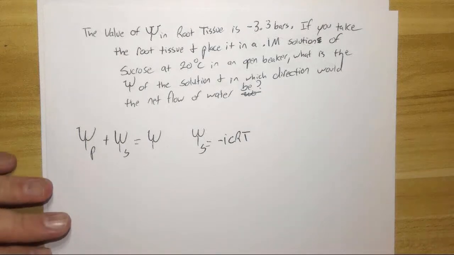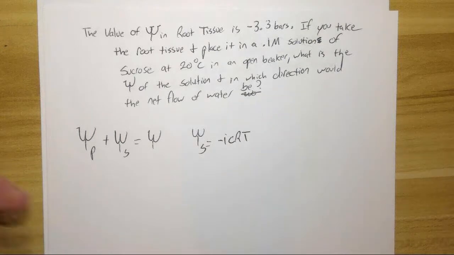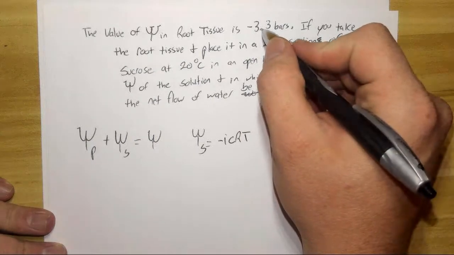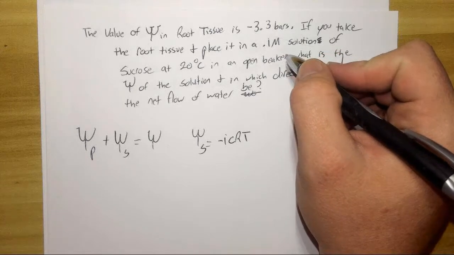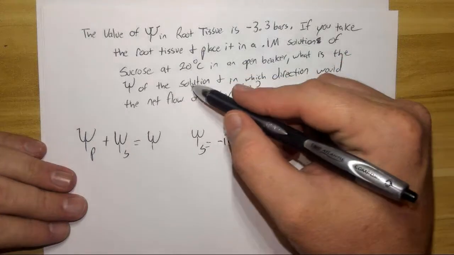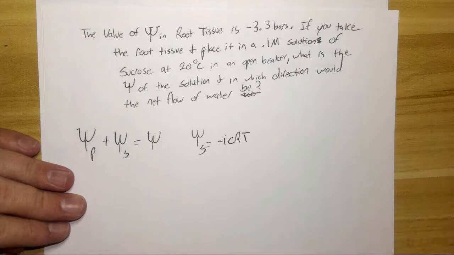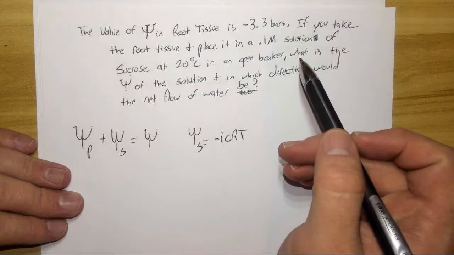So let's talk about how we approach this. Like I mentioned earlier, solute potential and water potential problems are in and of themselves fairly easy equations. It's how to use those equations and understanding the concepts behind it that trouble most students. So the question today reads: the value of water potential in a root tissue is set at negative 3.3 bars. If you take the root tissue and place it in a 0.1 molar solution of sucrose at 20 degrees Celsius in an open beaker, what is the water potential of the solution, and in which direction would the net flow of the water be? So there's a little bit to unpack here. Let's walk through this problem and understand what I'm looking at.